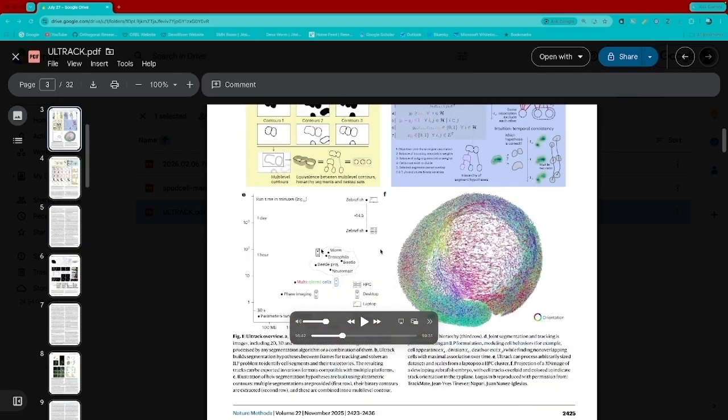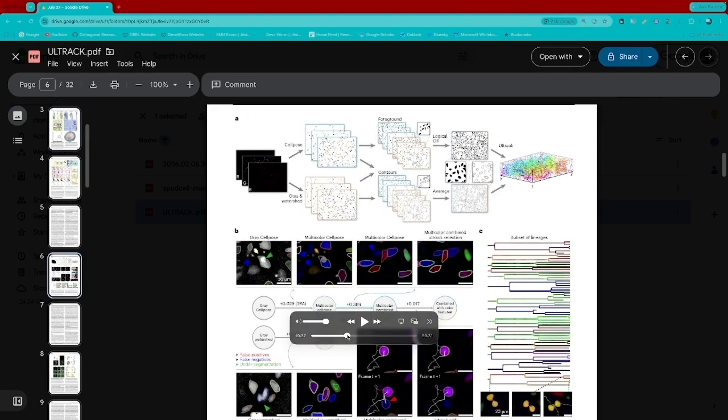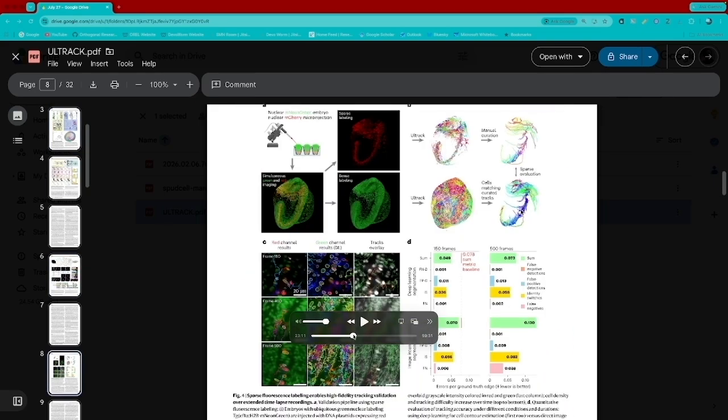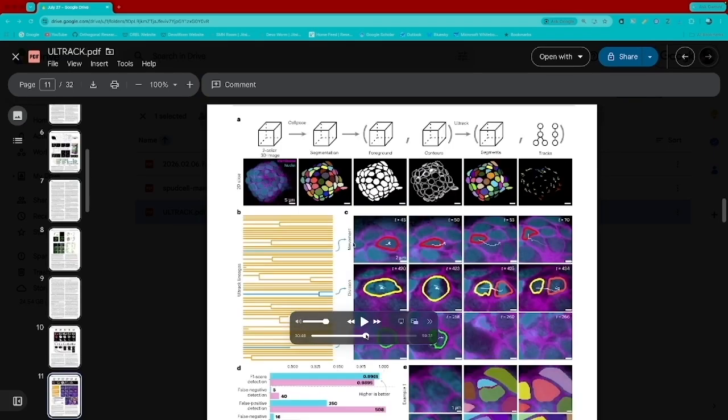They have a figure in the paper showing how much computational time it takes to do this type of cell tracking in different model organisms, in C. elegans, Drosophila, and zebrafish, using different types of hardware. We talked about this paper quite a bit and went over it.